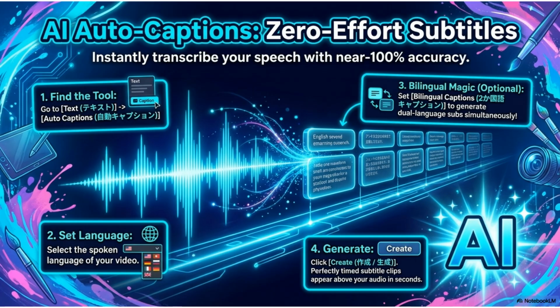AI auto-captions. Generate zero-effort subtitles with AI auto-captions. Go to Text, then Auto-Captions, and select the spoken language of your video. You can even use the bilingual magic setting to generate dual language subs simultaneously. Click Create, and perfectly timed clips will appear above your audio in seconds.